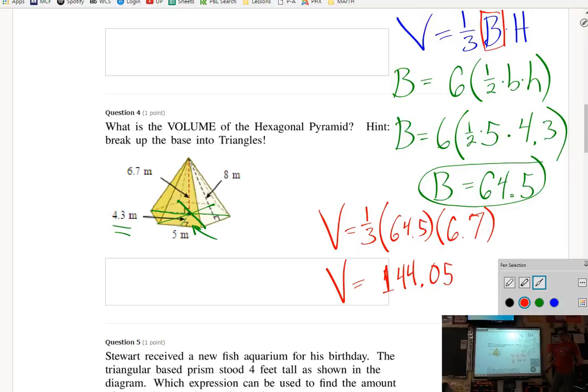Not centimeters. Oh, meters. Where'd you get centi? Meters cubed. Volume is cubic. It is filled. It's how much space inside, not how much space on. I think I did put that on.